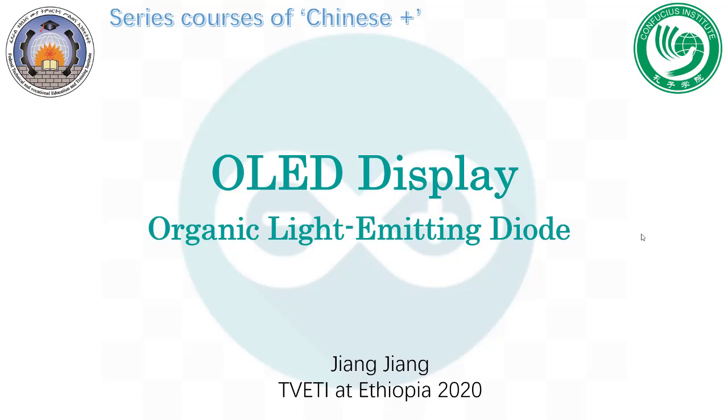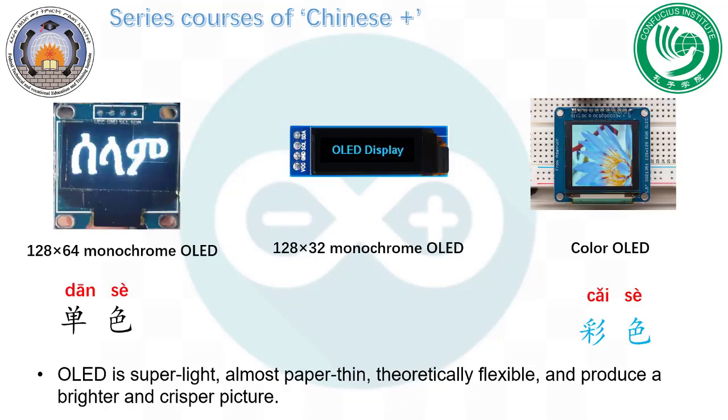In this video, I will show you how to use an OLED display to show Amharic characters. OLED is organic light emitting diode, and there are different sizes and different colors of OLED display. For example, some are monochrome OLED. Monochrome in Chinese is 单色, 单色. That means single color. And if it's a colorful OLED, color in Chinese means 彩色, 彩色.